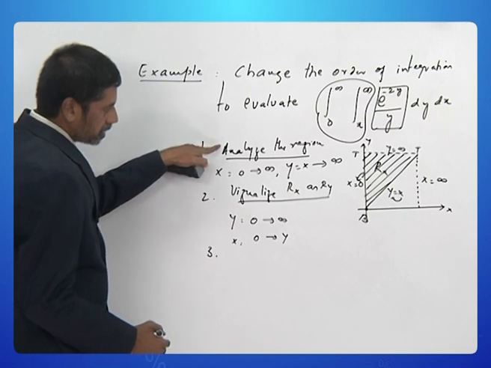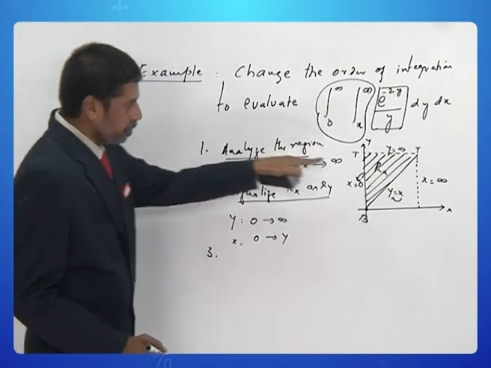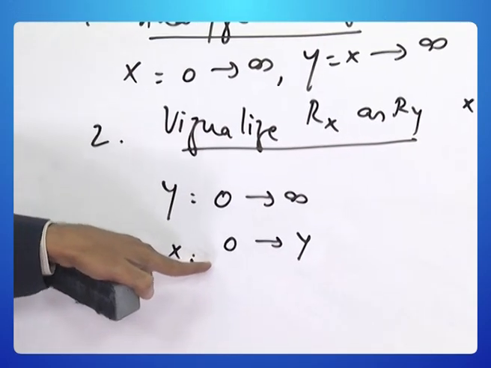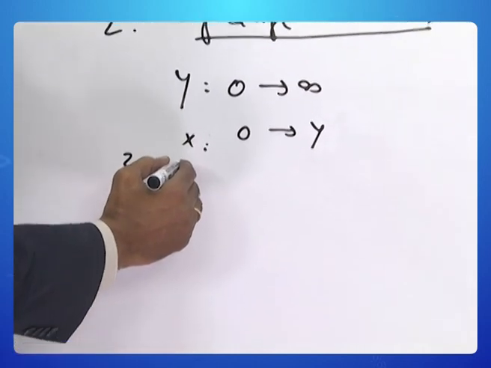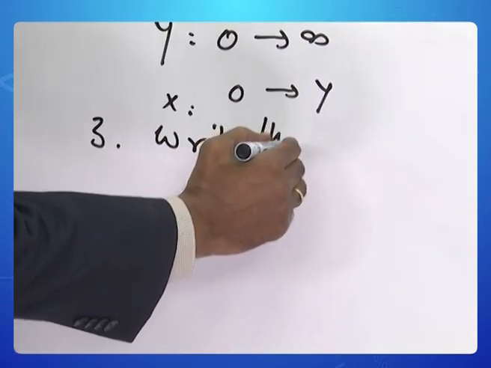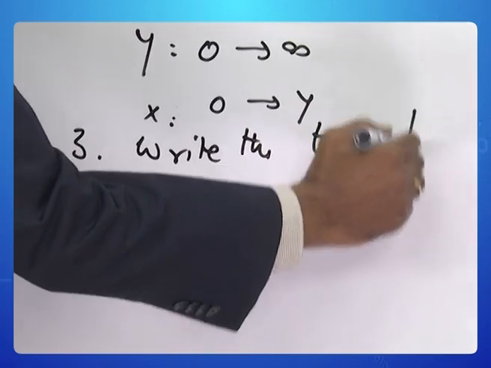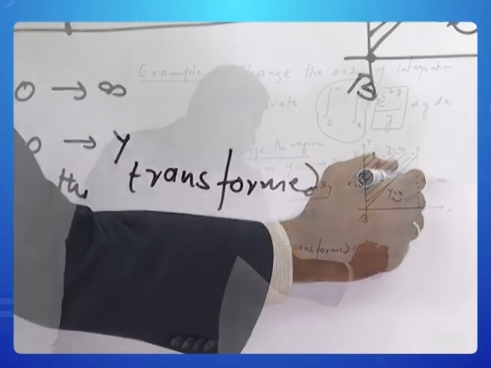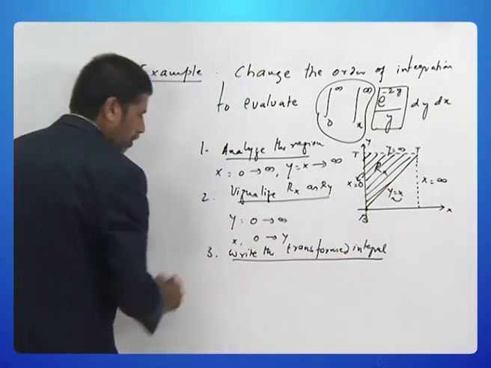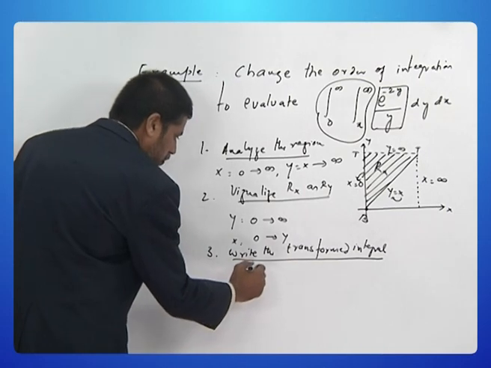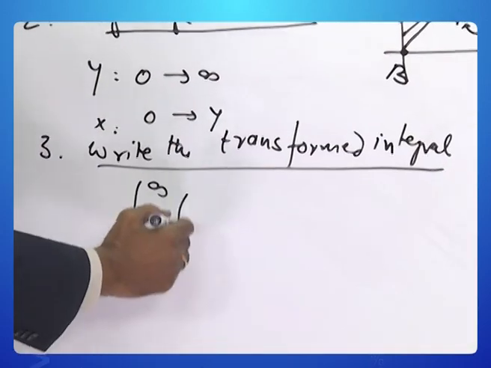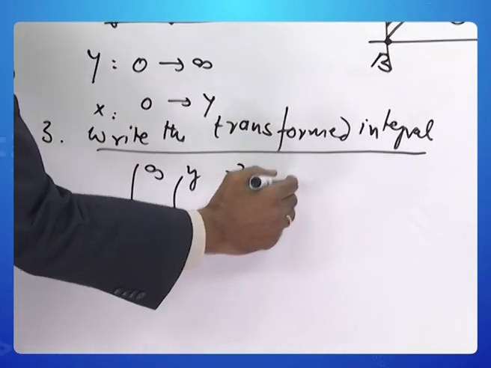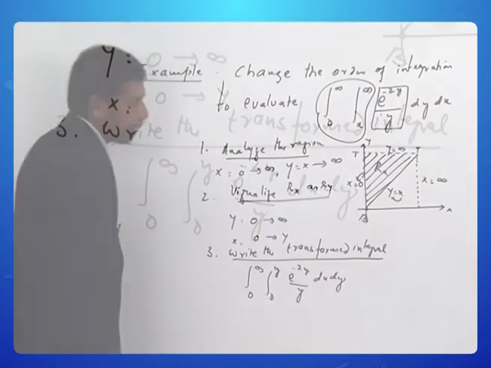So the first step is analyze the region. We have analyzed the region to be Rx. Second step, we visualize Rx as Ry. That part is over. Now write the transformed integral. Transformed integral: integral 0 to infinity, integral 0 to y, e power minus 2y by y, and the order is dx dy.